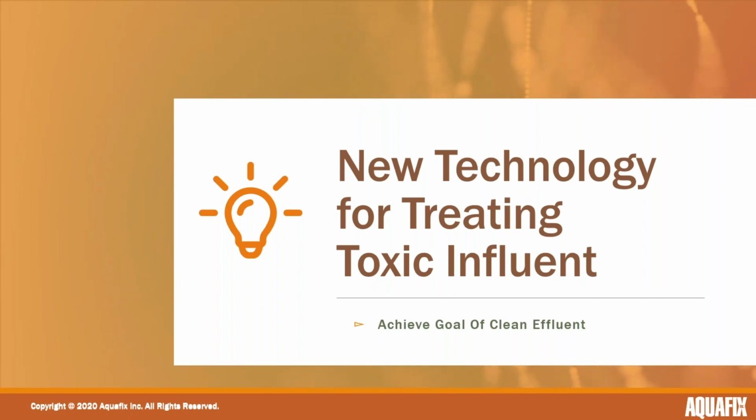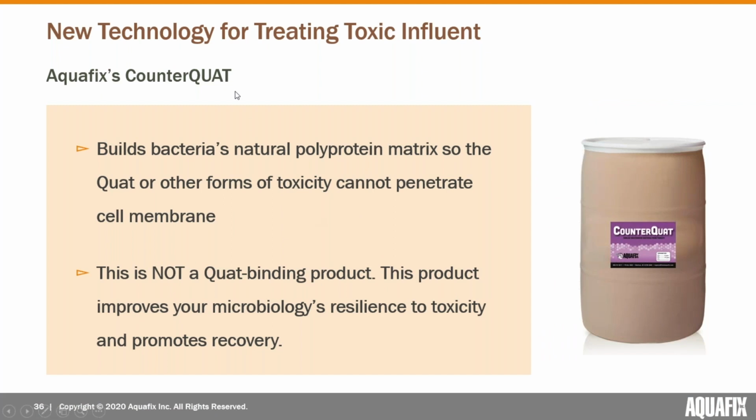We said, how can we improve bacteria's resilience so when they get hit with toxicity, it doesn't phase them? This is our CounterQuat. This builds bacteria's natural polyprotein matrix so that the Quat or other forms of toxicity cannot penetrate the cell membrane. So what's the polyprotein matrix?